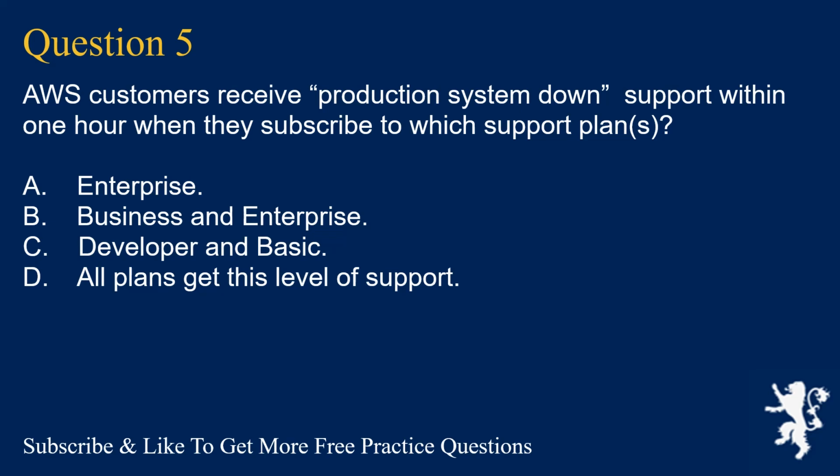Question 5. AWS customers receive production system down support within 1 hour when they subscribe to which support plans? A. Enterprise. B. Business and Enterprise. C. Developer and Basic. D. All plans get this level of support.